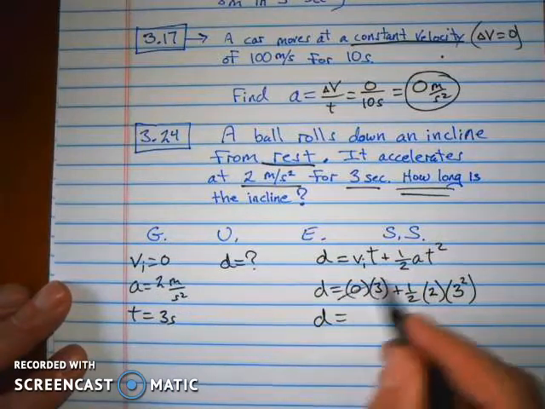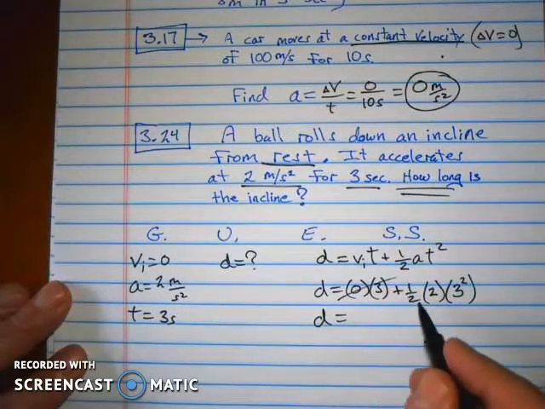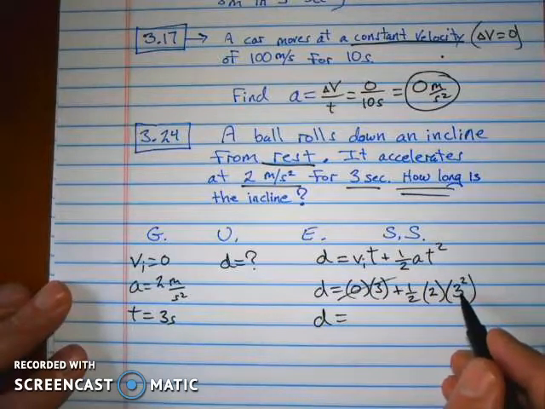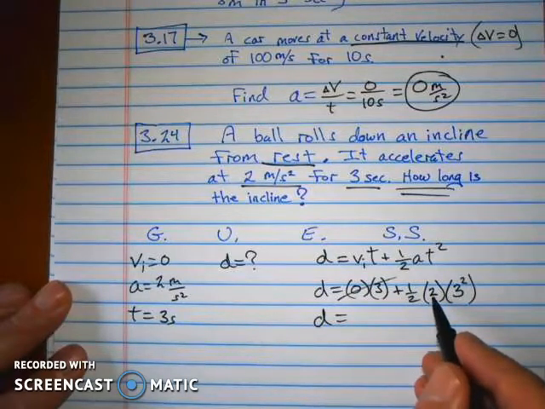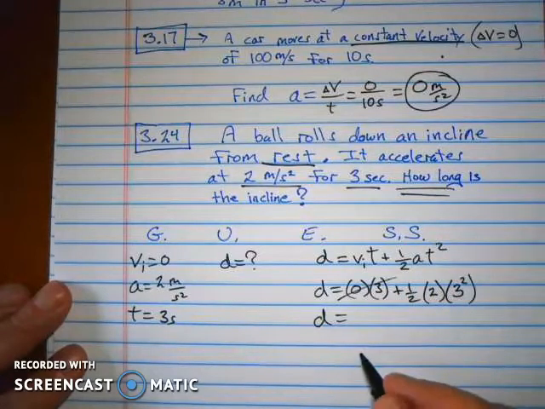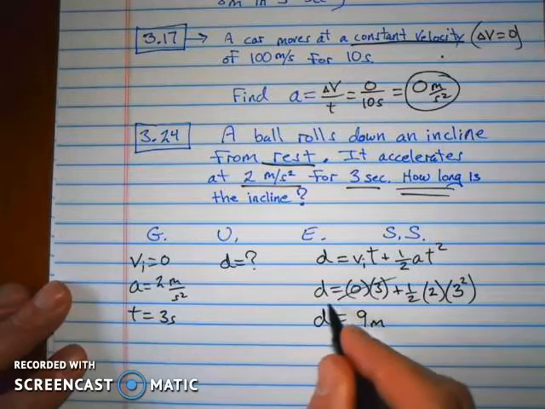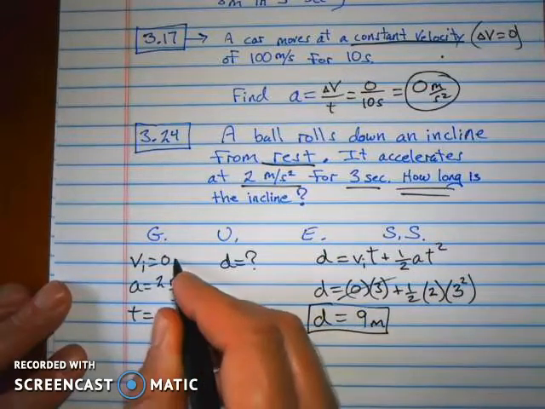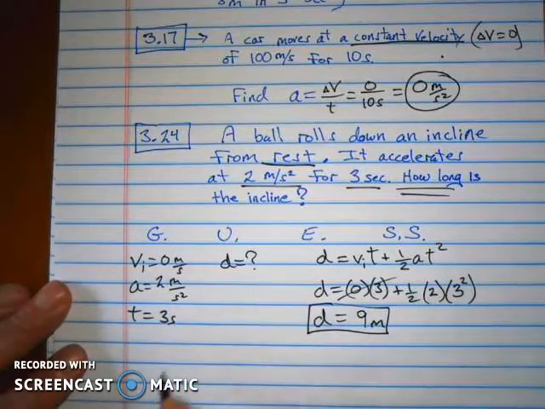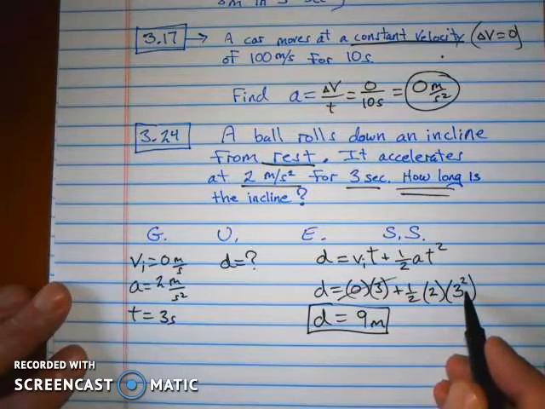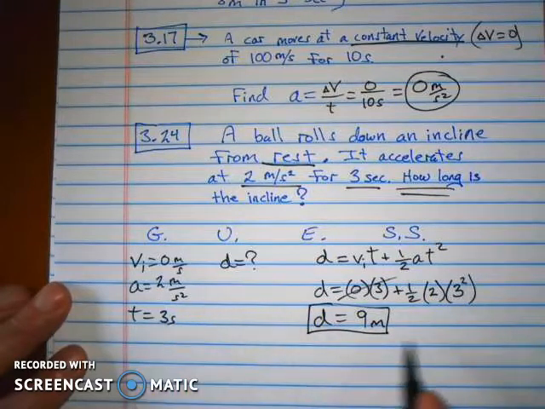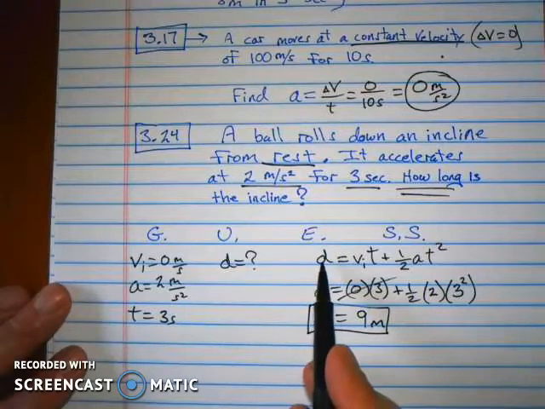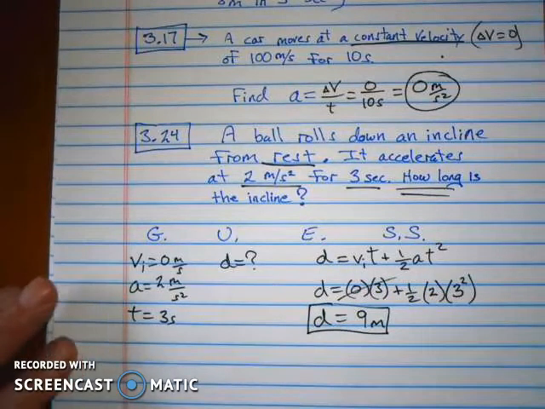0 times 3 is 0. That cancels out. 3 squared is 9. 1/2 times 2 is 1. So 1/2 times 2 times 3 squared is just simply 9. And your units will be meters. If you start with SI units, we start with meters per second squared for acceleration, a time of 3 seconds. When you substitute your values in here, the seconds of time squared will cancel the seconds squared in acceleration, and you get your meters. But once again, it's helpful to make sure you lay out that equation and substitute.